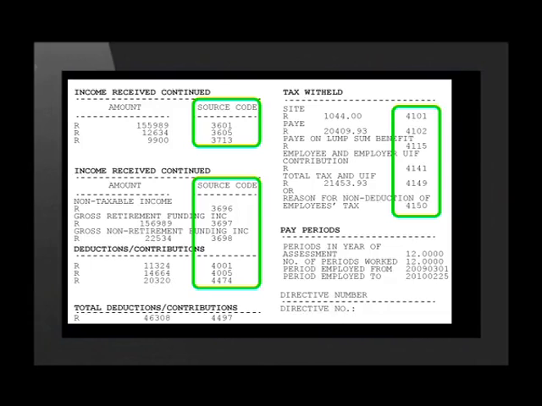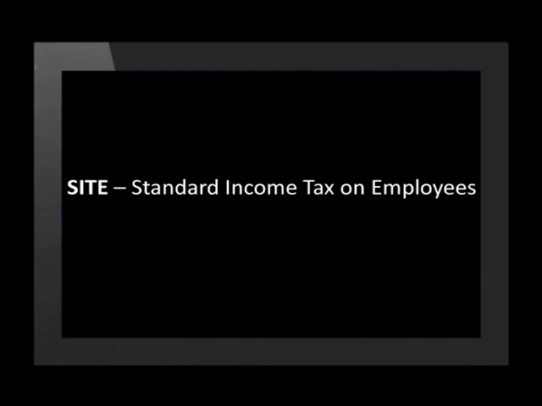The information on the IRP5 is all coded. These codes are linked to different methods of calculating tax, so it's important that they're entered correctly when completing the income tax return. Income tax is made up of two types of tax. We get standard income tax on employees, also called SITE, and pay-as-you-earn, also known as PAYE.